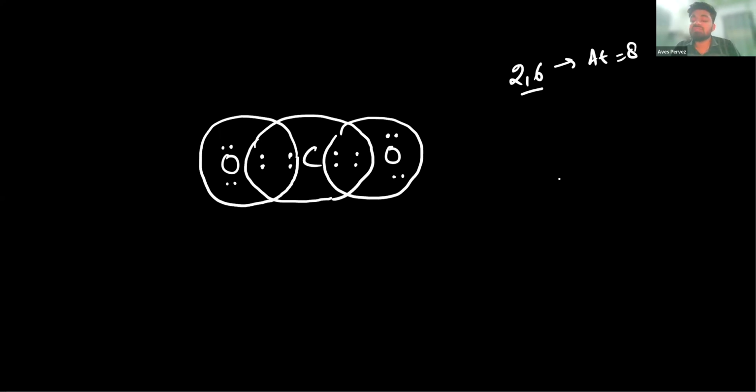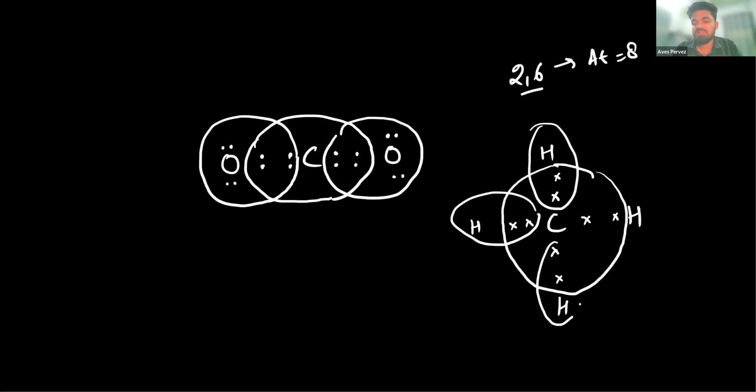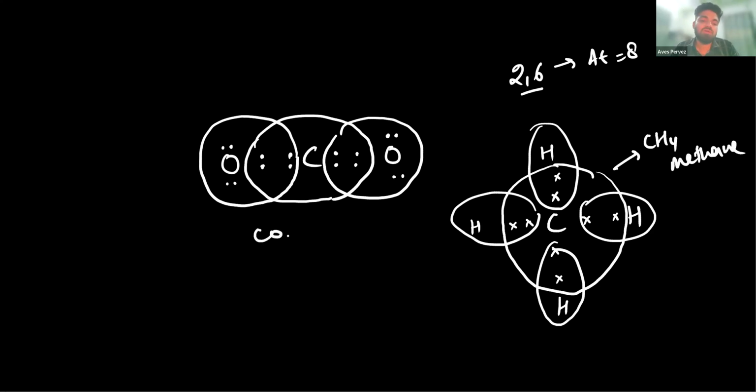Now, similarly, if this is carbon, 1, 2, 3, 4, and these are the hydrogen atoms, hydrogen has only 1 electron in its outermost shell. So this is the structure of methane, CH4. This is how carbon is sharing electrons, one electron each. It is having 8 electrons now, and each hydrogen is going to have two electrons in its outermost shell. So this is the structure of methane, CH4, and this is CO2, carbon dioxide.